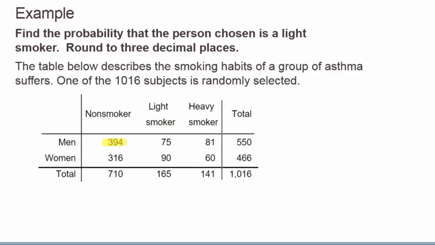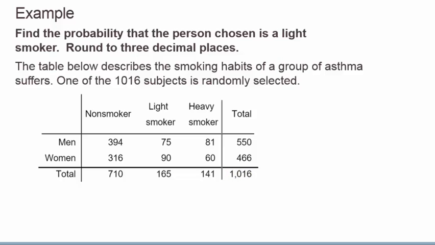We have 394 non-smoking men, 316 non-smoking women, for a total of 710 non-smokers. We have 75 light smoking men, 90 light smoking women, for a total of 165 light smokers. We have 81 heavy smoking men. We have 60 heavy smoking women, for a total of 141 heavy smokers. 710 plus 165 plus 141 gives us 1,016.